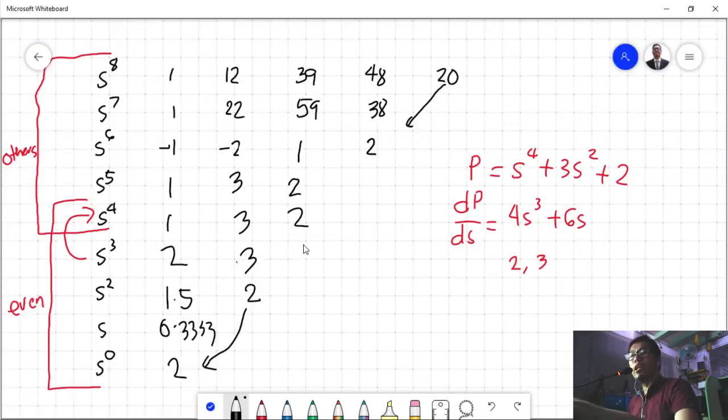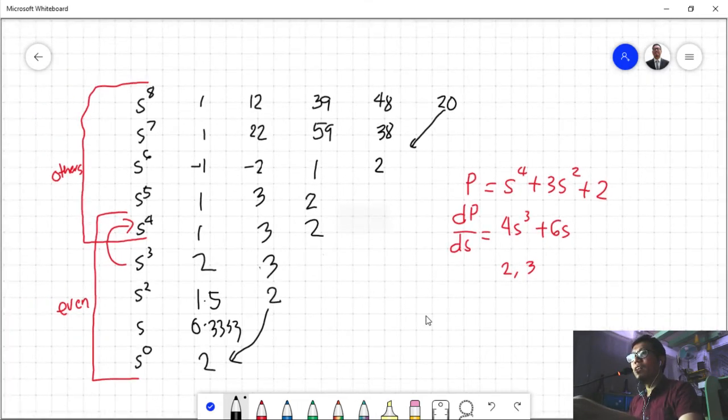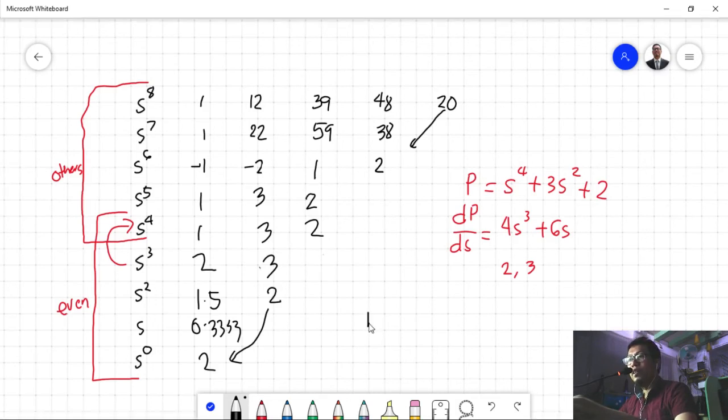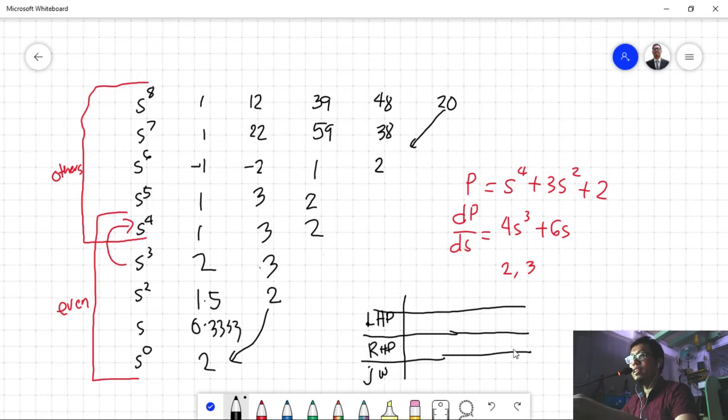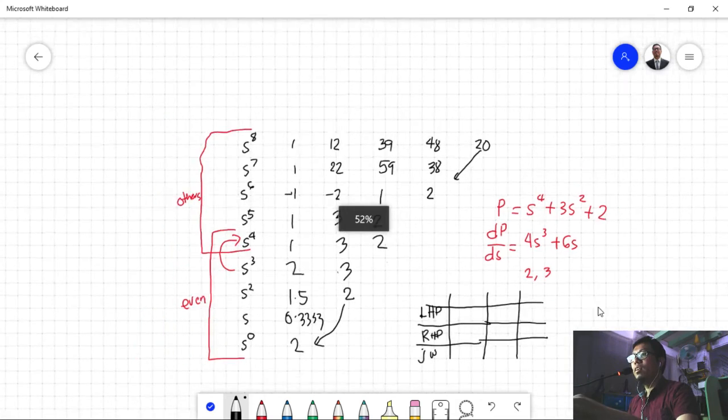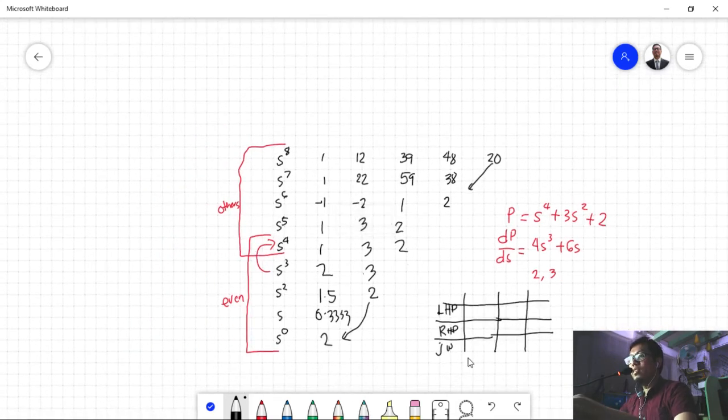Okay. Now, let's interpret this one. Okay. So, gawa tayo ng table dito. Okay. So, yung ating location ng pole can be sa left half plane. Okay. Pwede rin sa right half plane. At pwedeng sa j omega axis. Okay. So, dalawa yung source ng polynomials natin. Okay. So, lagyan natin ng total dito.